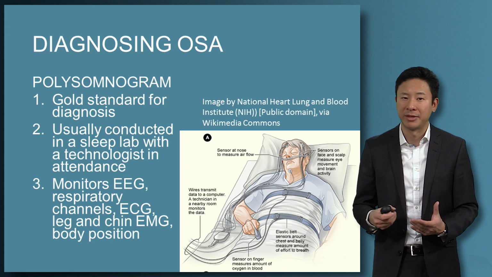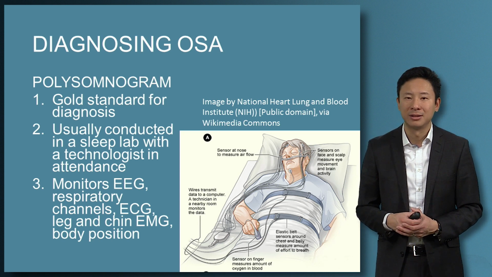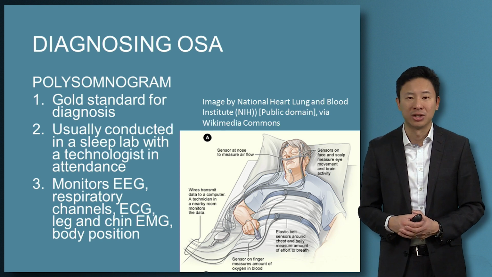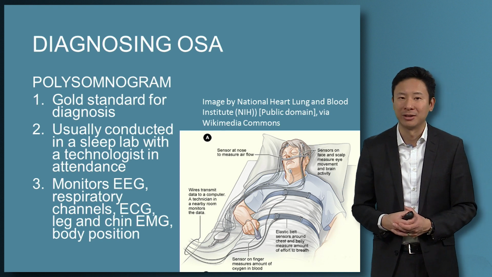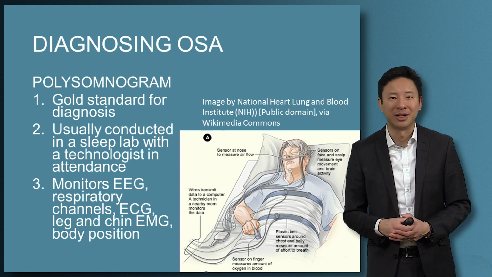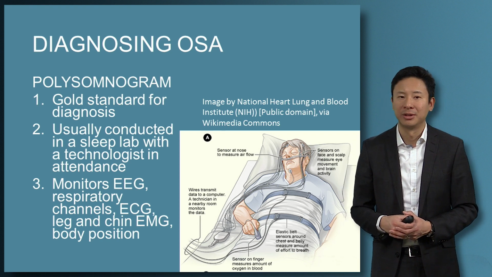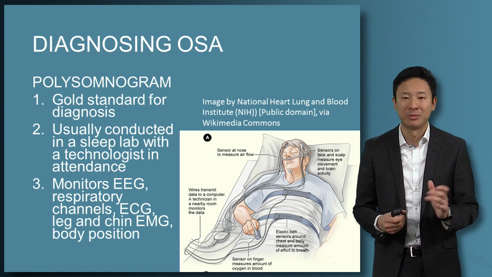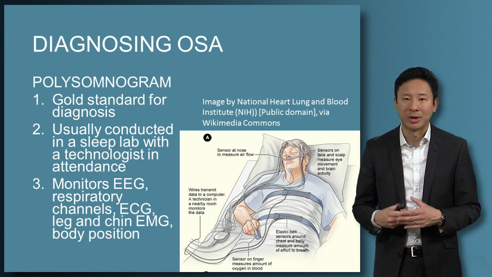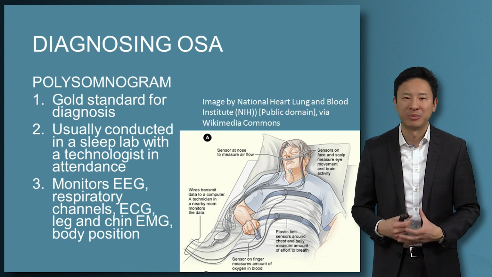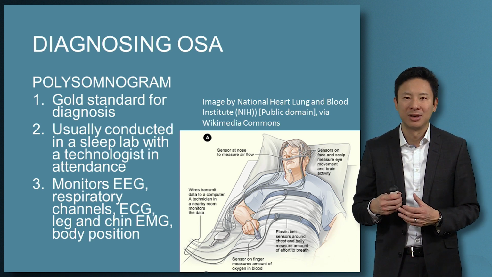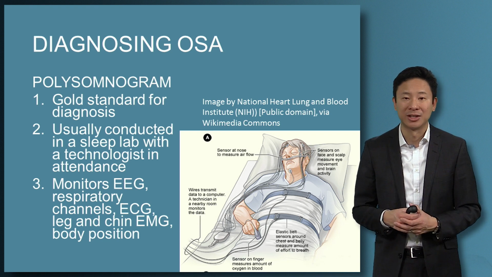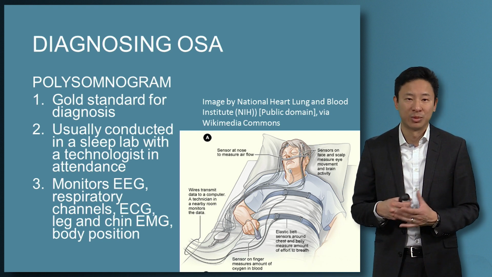We monitor a number of different things on a polysomnogram, including EEG monitoring, so that we can determine when the patient is awake and when they are asleep, and which stage of sleep they are in. We also monitor respiratory channels, typically a flow sensor at the nose and or the mouth, to determine airflow. This allows us to determine when the patient is having apneas. We also have some bands that go around the chest and the abdomen, and these help us decide whether the event that is occurring, an apnea for example, is obstructive or central.